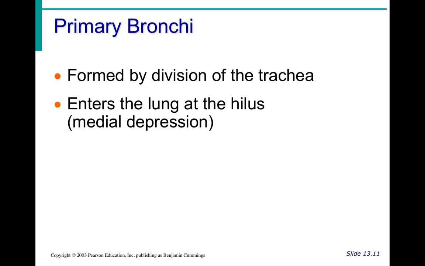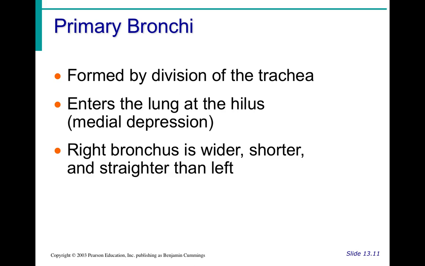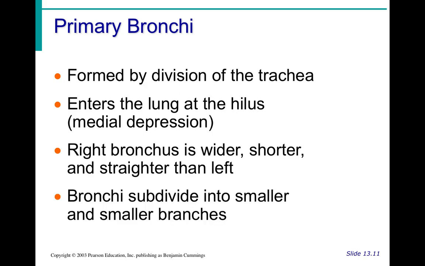Okay, the trachea is divided into 2 bronchi. They enter the lung at what is called the hilus or medial depression. It is towards the upper middle part of your lungs. The right bronchus is wider and shorter and straighter than the left. If you think about that, it does not have the heart, whereas if you look at the left side of your body, the heart is positioned there, which is part of why it is different in size.